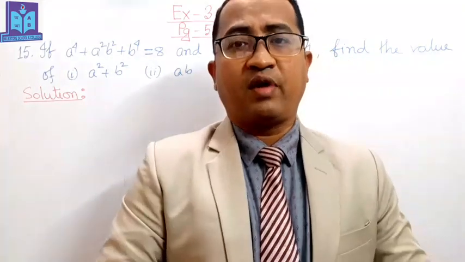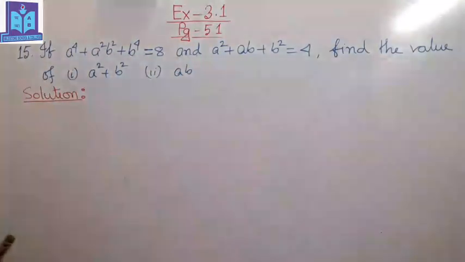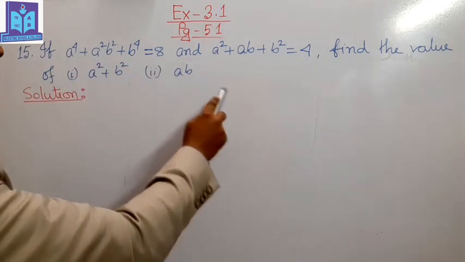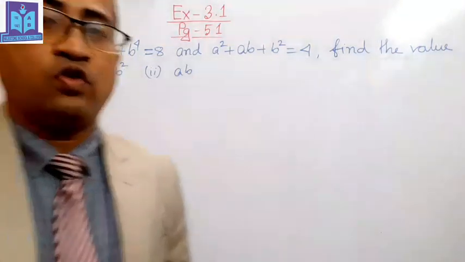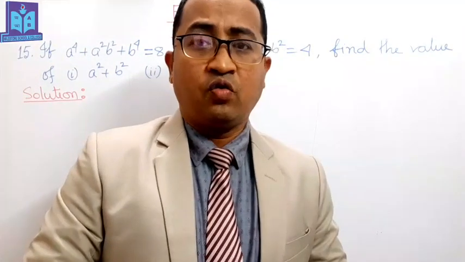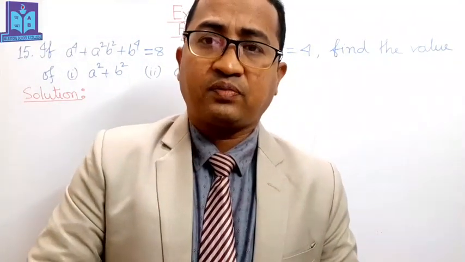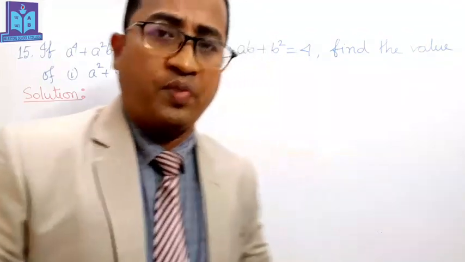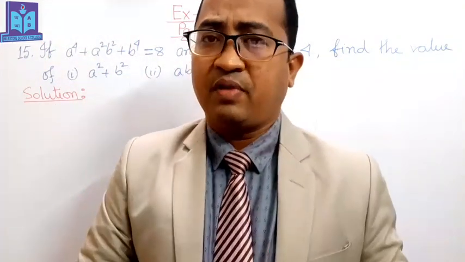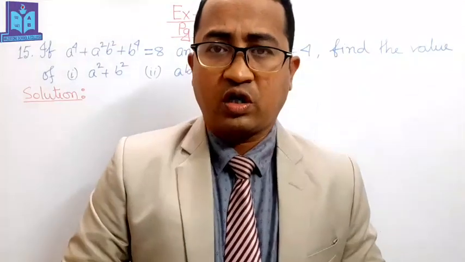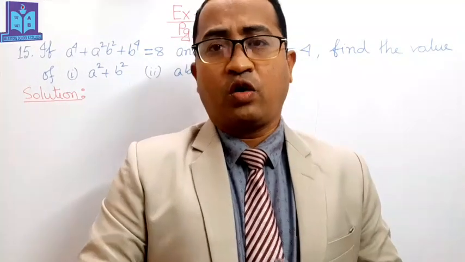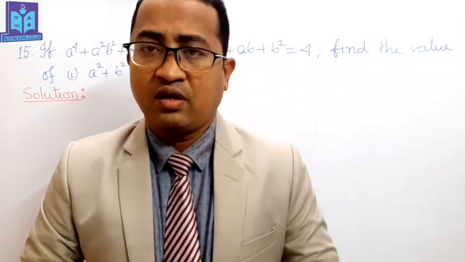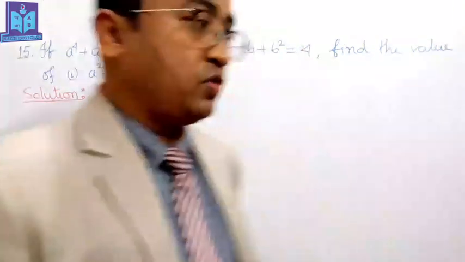It depends on the given part. Look at the given part. It is given a power 4 plus a square plus b square plus b power 4 is equal to 8. Again, a square plus ab plus b square equal to 4. By observing the given part, we can determine that we cannot apply the corollary over there, and as well as the corollary of ab, a plus b by 2 whole square minus a minus b by 2 whole square. Here also, we cannot apply the corollary of ab. So how can we find out the value of a square plus b square from this given part? Okay, look at the board.